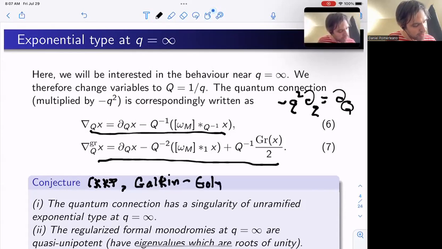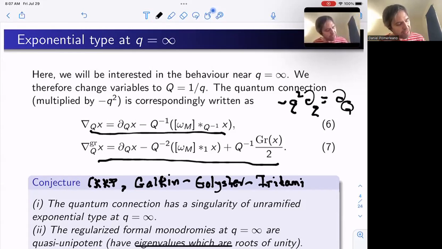And so the conjecture is this, and I'll explain what these words mean, at least the first part. The quantum connection has a singularity of unramified exponential type at q equals infinity. So it's basically saying that this second order pole is particularly nice, and the regularized formal monodromies at q equals infinity are quasi-unipotent, meaning they have eigenvalues which are roots of unity. So let me try to explain what at least these words mean, and also a little bit about why it's an interesting conjecture.